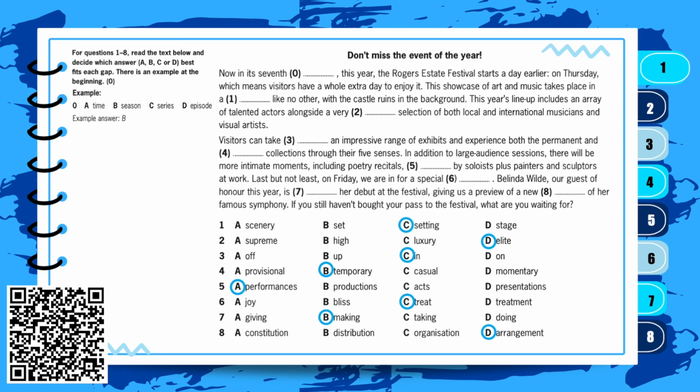The word "constitution" refers to the fundamental principles or structure of something, which is not appropriate in this context. The word "distribution" refers to the act of spreading or sharing something, which is not appropriate in this context. The word "organization" refers to the act of planning and coordinating something, which is not appropriate in this context.